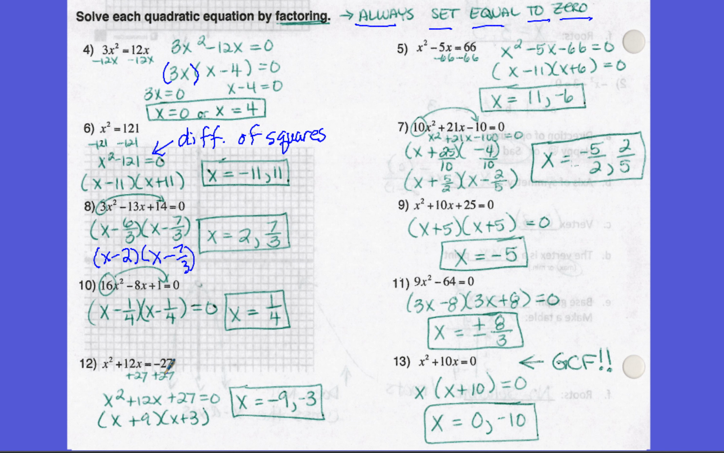Number 12, you're going to add 27 to both sides. And you're looking for factors of 27 that add to 12. That's 9 and 3. So your answers are negative 9 and negative 3. That one's pretty straightforward. Number 13, look for the GCF. Pull out an x. So you're left with x plus 10. And so x equals 0. If it's out here by itself, you could just set that equal to 0. Remember, x equals 0. And then x plus 10 equals 0, so x has to be negative 10.